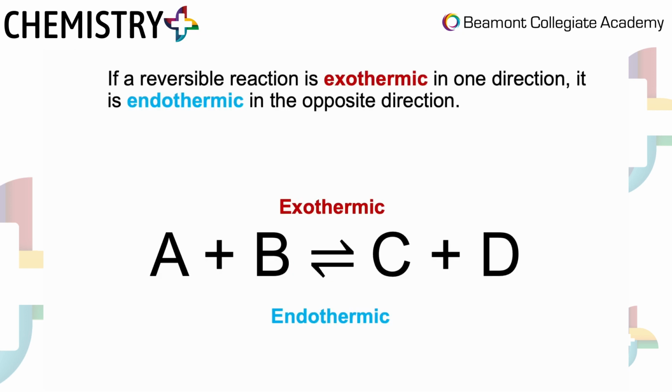If a reversible reaction is exothermic in one direction, it is endothermic in the opposite direction. So if the reaction A + B is exothermic to give you C + D, the reaction between C and D to give you A and B is endothermic.